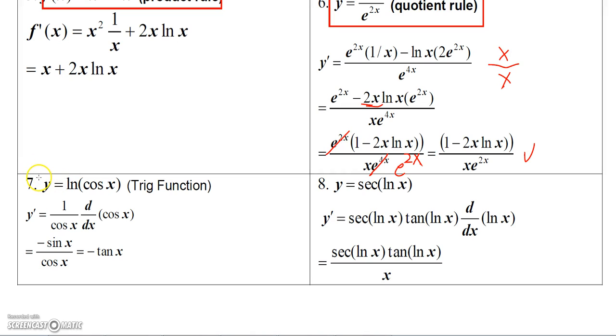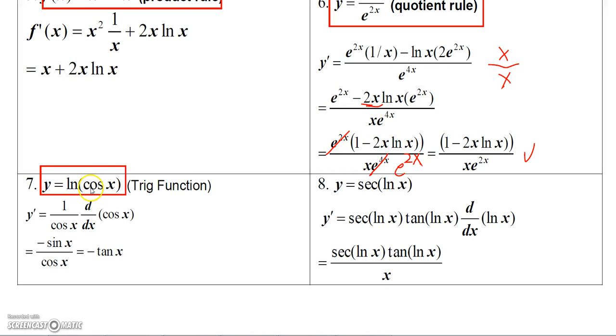Okay, I wanted to show you this with a trig function in it, and so if you take a look at this, even though this has a trig function as the argument, it actually still is in the form of natural log of u. So this is natural log of u where u is cosine x.